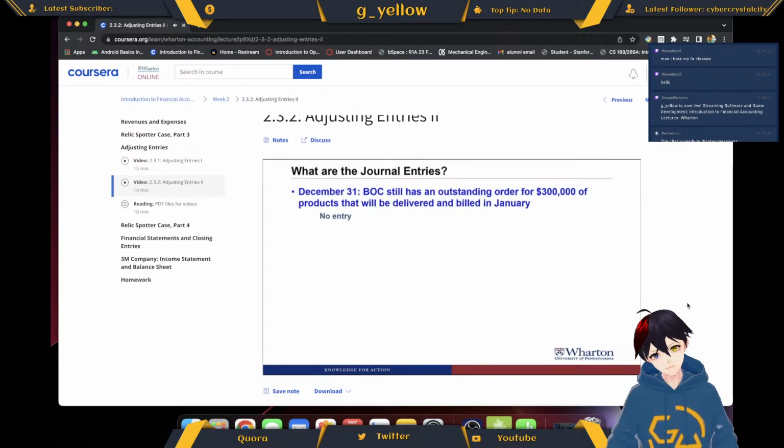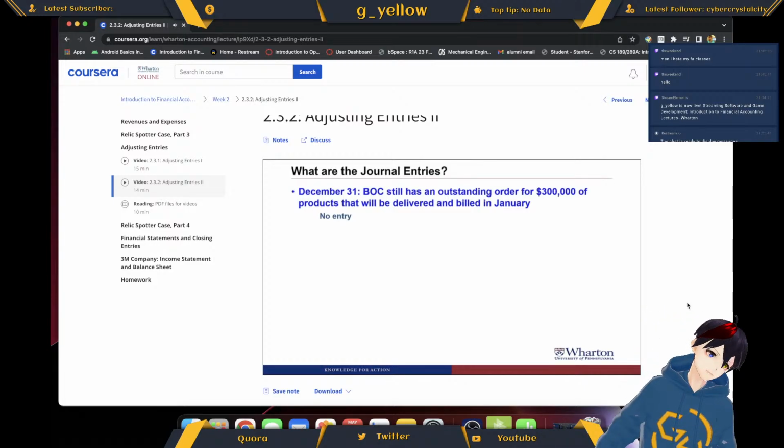We do not need an adjusting entry at this point. We haven't earned any revenue because we haven't delivered any goods or services this year. We haven't collected any cash, so we don't have to account for any cash that we've received. So basically, there's no transaction yet. Everything's going to happen in the future, so there's no adjusting entry needed at this point.